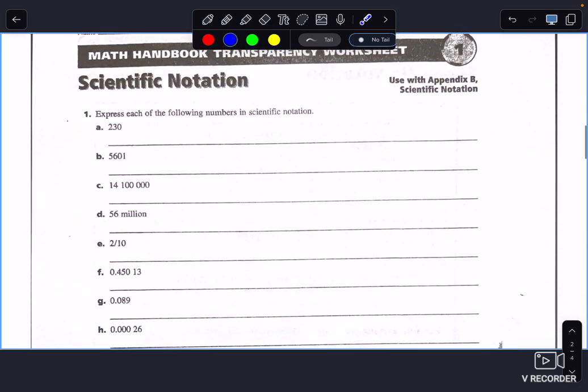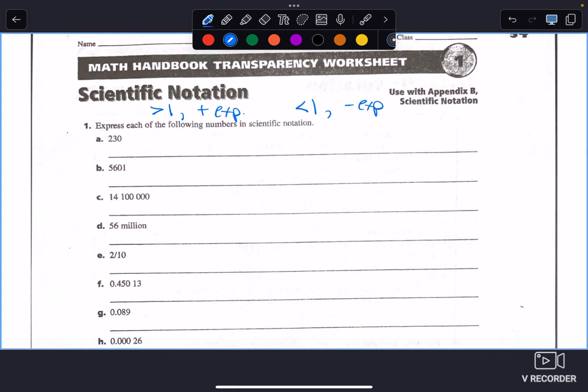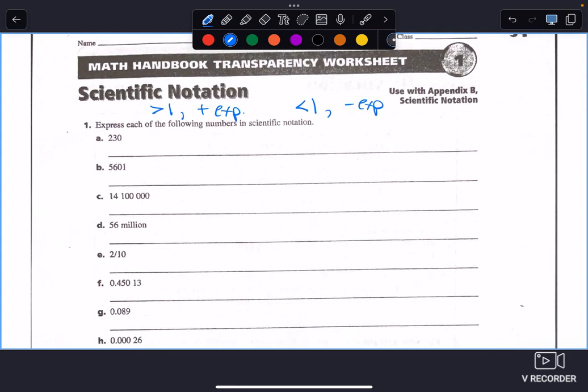Okay, so we're going to practice a little bit. Remember that when the number is greater than 1, we have positive exponents. And when the number is less than 1, which means decimals, we have negative exponents. And so express each of the following numbers in scientific notation. So the first thing you do is remember that the decimal point that you cannot see is always at the end of a number. So you move it 2 to the left, and it's 2.3 times 10, and we moved it 2, and the number's greater than 1, so it's positive. So remember, you can always take this and check your answer.